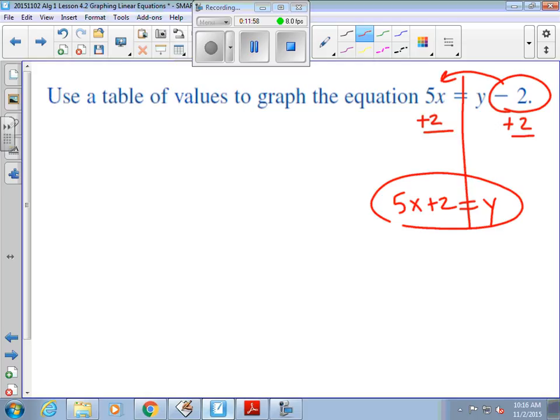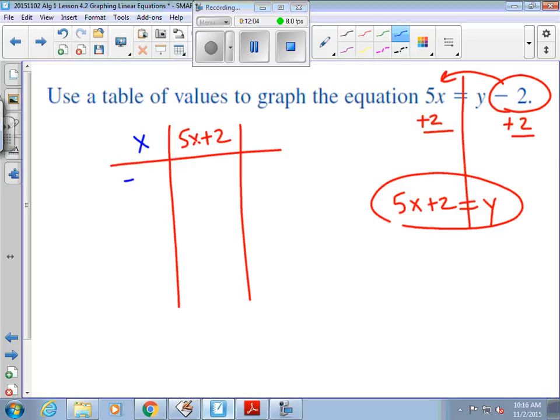So now from there, y equals 5x plus 2. Let's use our x values, negative 2, negative 1, 0, 1, and 2. And let's get some y values from that. So real quick, work that out. Take about 30 seconds. You should get 5 separate answers.